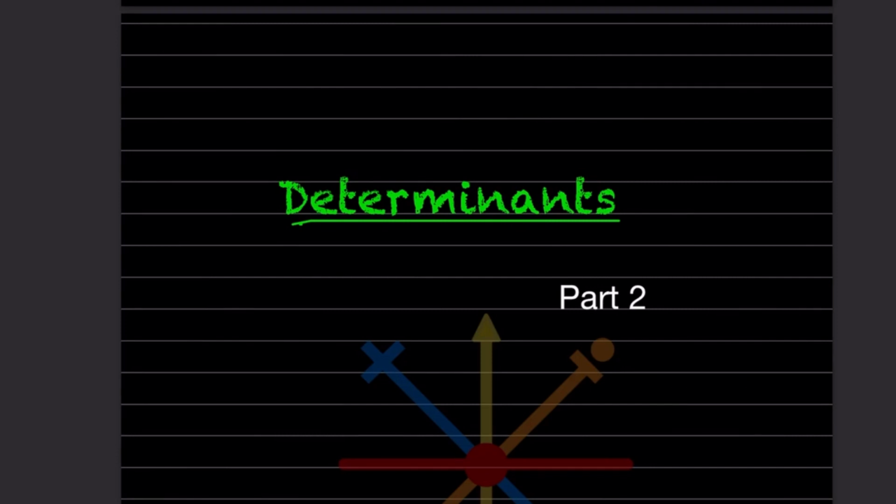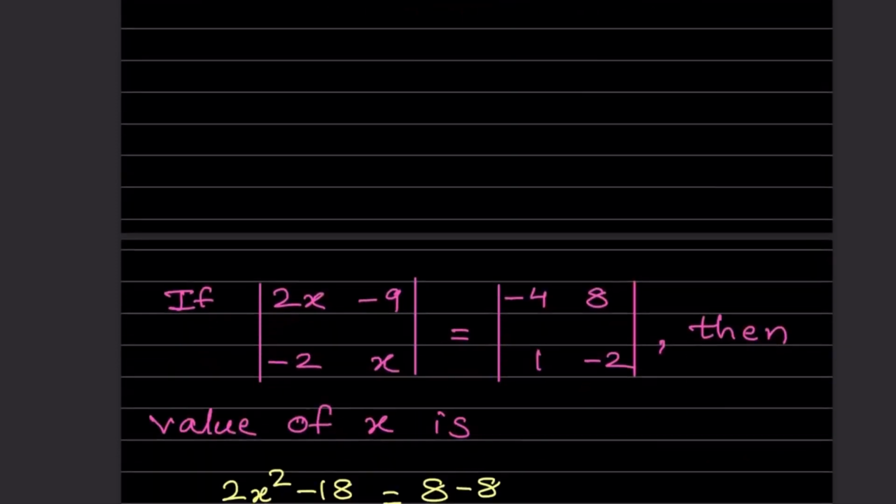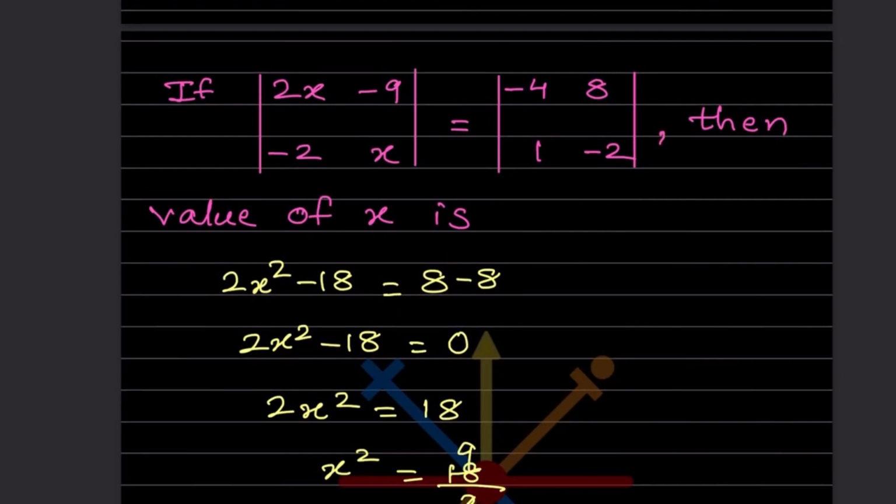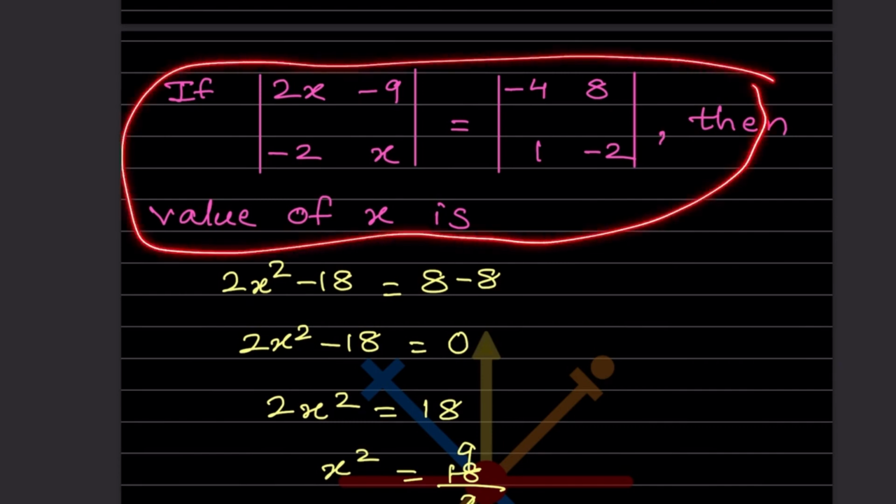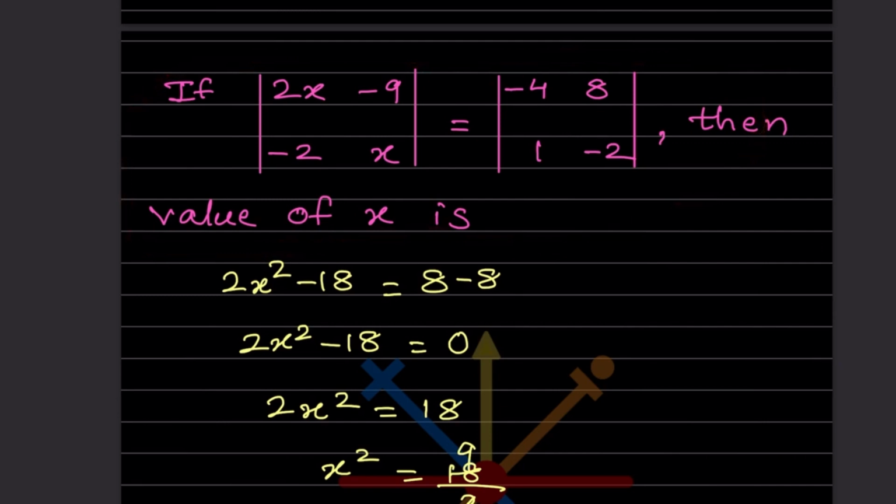So today we are going to see the part 2 of the same chapter, that is called the determinants. We are going to see the past year questions. We have already done part 1 also. You can see the questions in that also. So now this is the question given. So we have to find the value of x. So how are we going to do this?